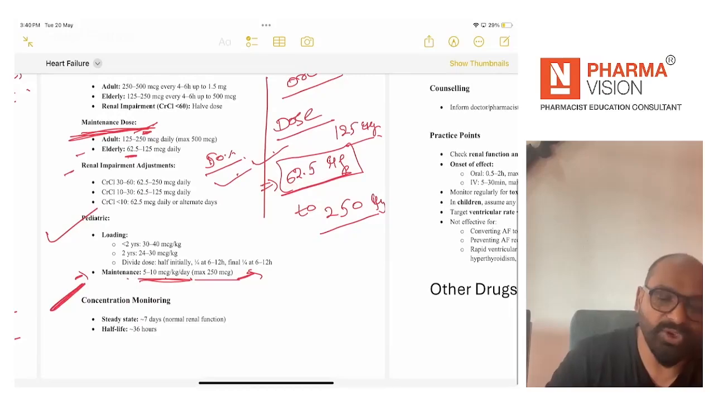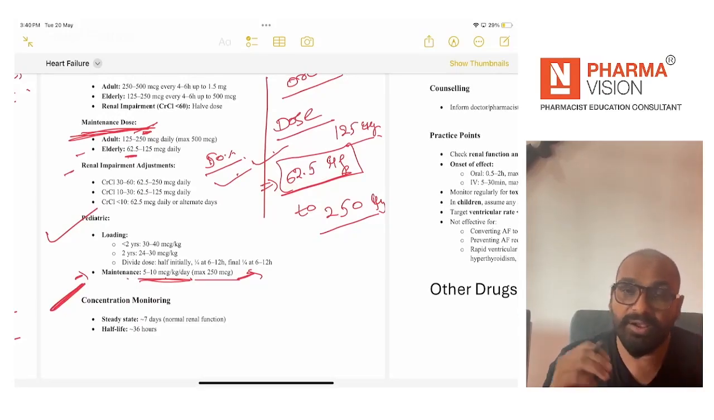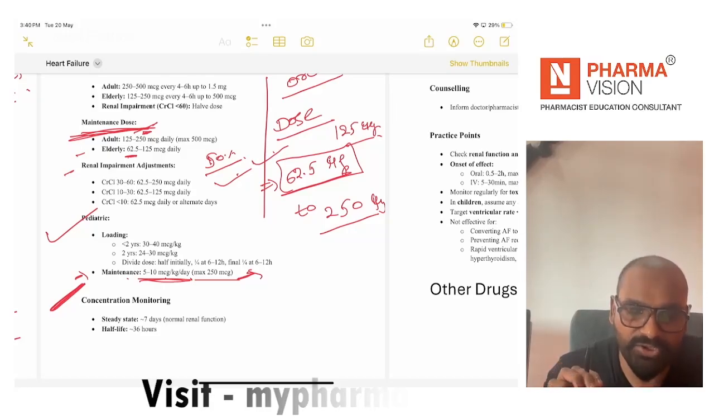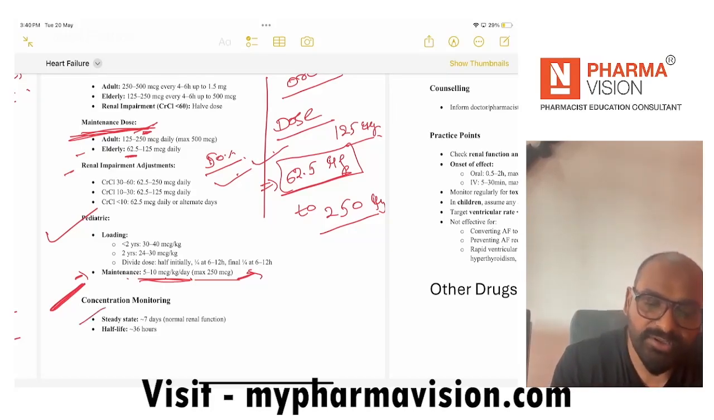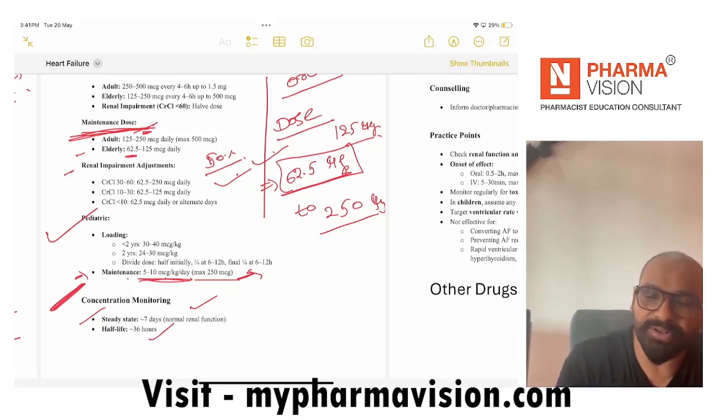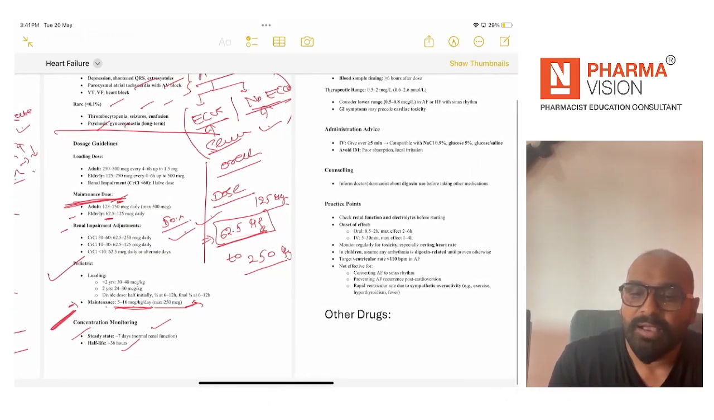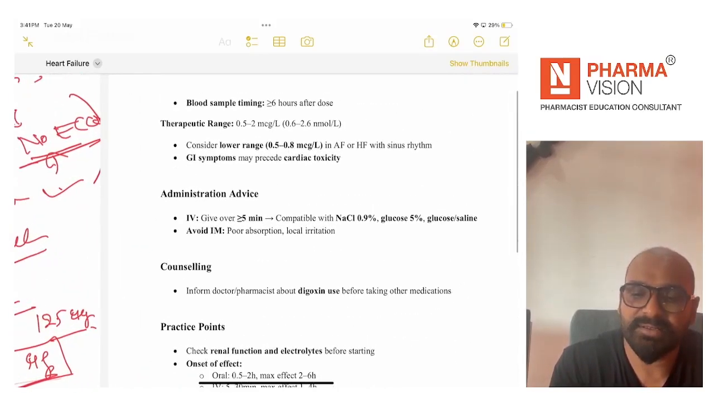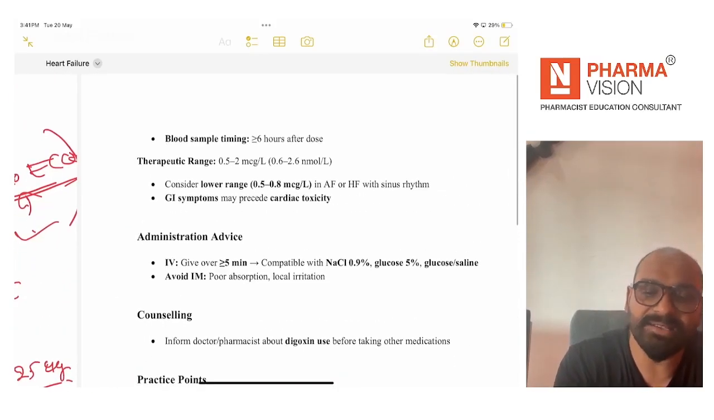Okay, TDM, therapeutic drug monitoring. You can expect questions from TDM in digoxin. Steady state concentration normally takes about 7 days, half-life is about 36 hours. Okay, so many times they have asked these questions.